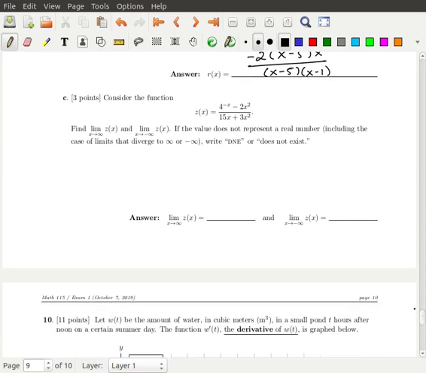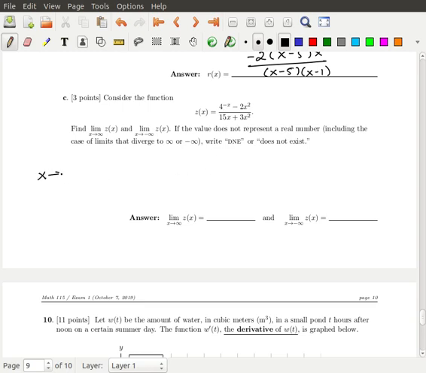Part C, consider the function, that whole messy thing. Find the limit of z of x as x approaches infinity and as x approaches -infinity. If the value doesn't represent a real number, you can write DNE or does not exist. Alright, so first we'll do infinity, and we're just going to try to break this down into parts.